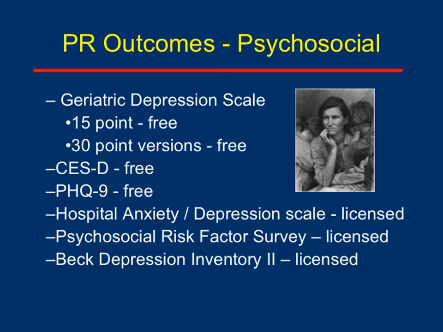So I'd like to turn to psychosocial tools, and I'm going to talk about a few different tools. The Geriatric Depression Scale, which comes in a 15 or 30-point version that's free of charge. The SESD and the PHQ-9, both free. The Hospital Anxiety Depression Scale is licensed, as is the Psychosocial Risk Factor, and the Beck Depression Inventory is licensed. Next slide, please.